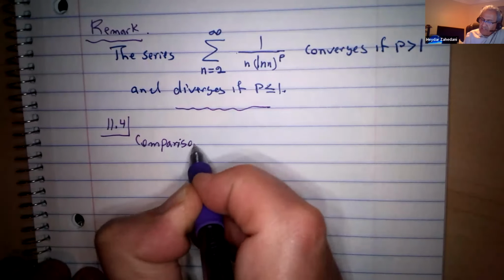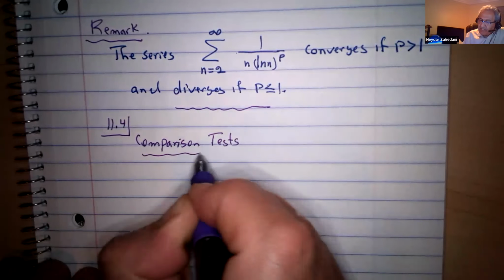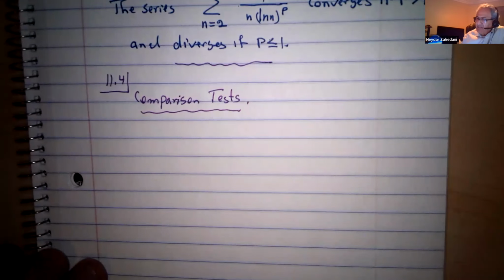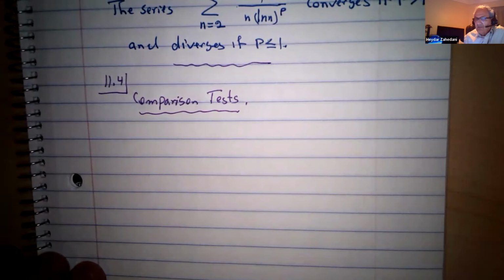Okay, comparison tests. Very popular test. So what's going to be this test? There are some known series that we know, especially the P series and geometric series. We know everything about them, and we can quickly find out whether they are convergent or divergent.